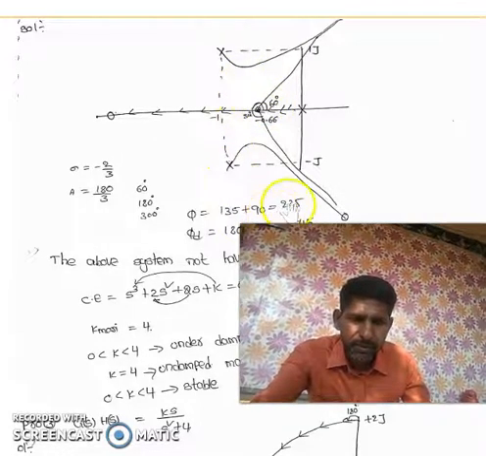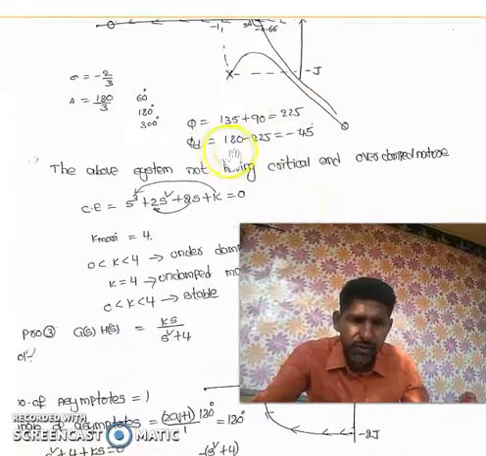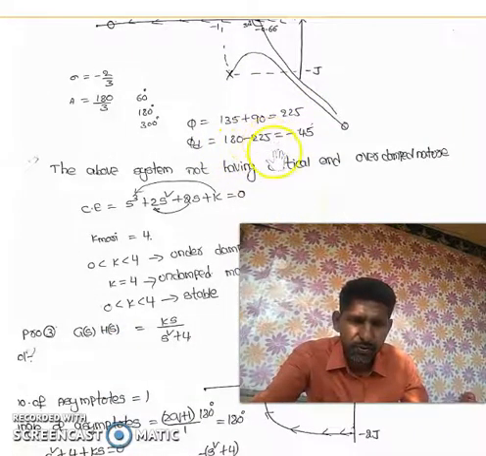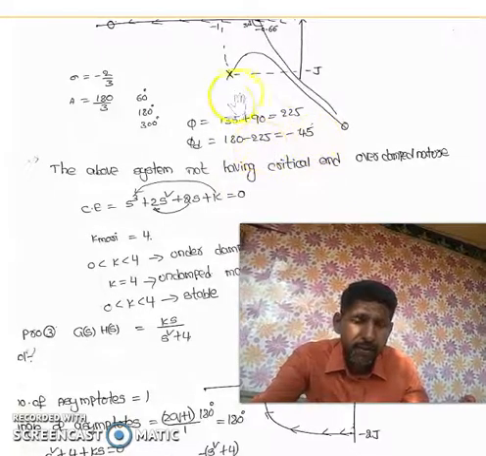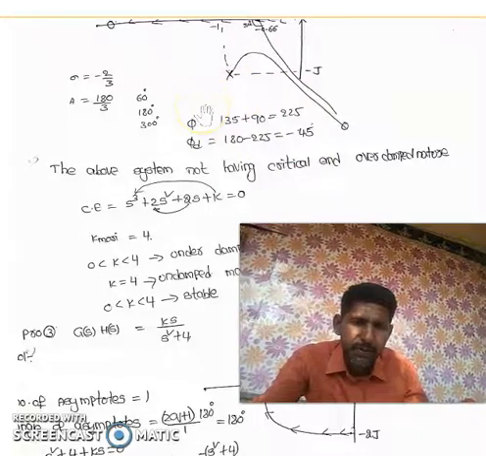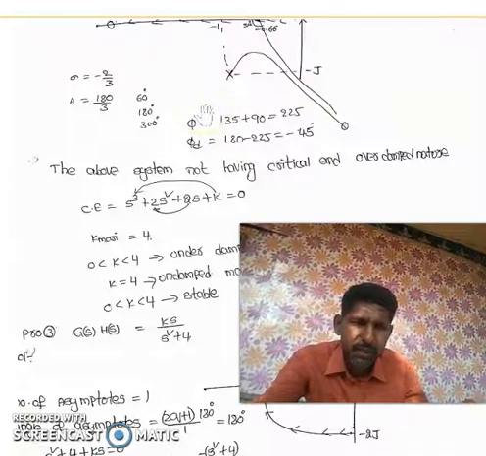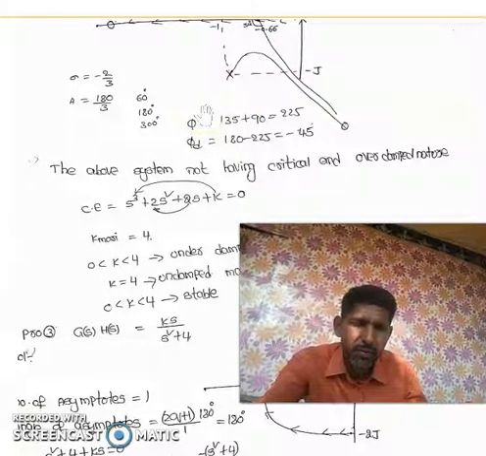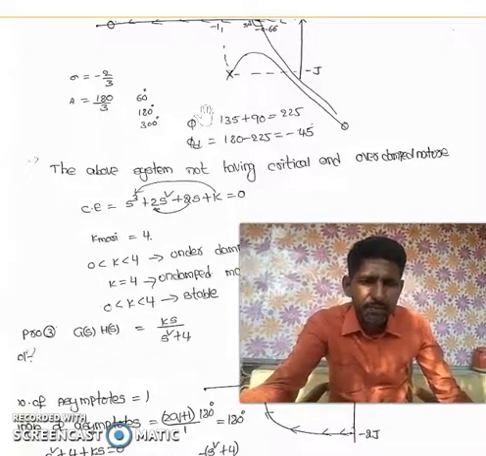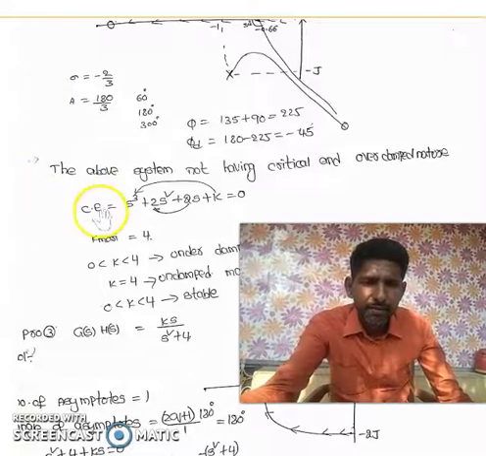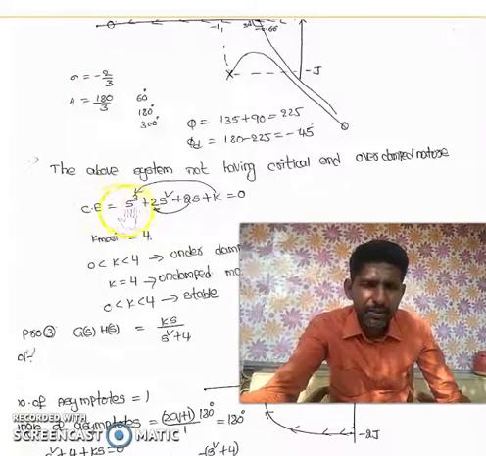135 plus 90 degrees, that is 225. So angle of departure is 180 degrees minus 225, which is equal to minus 45 degrees. And to find whether the system is critically damped, overdamped, undamped or underdamped in nature, find the characteristic equation of the closed loop system.